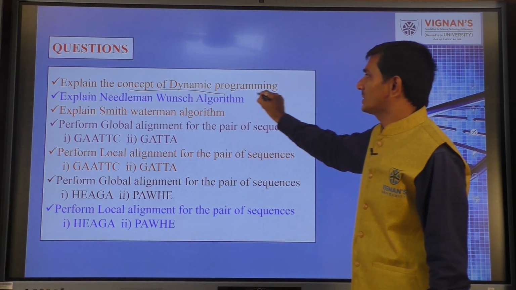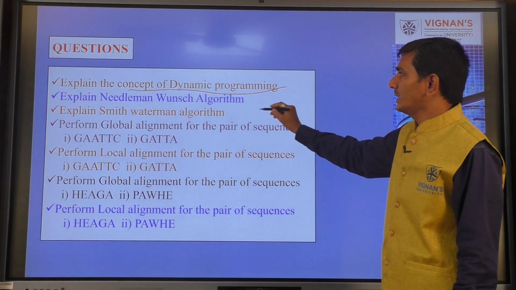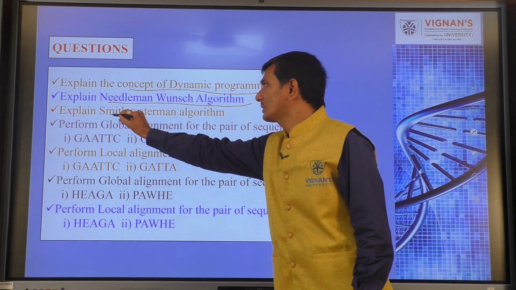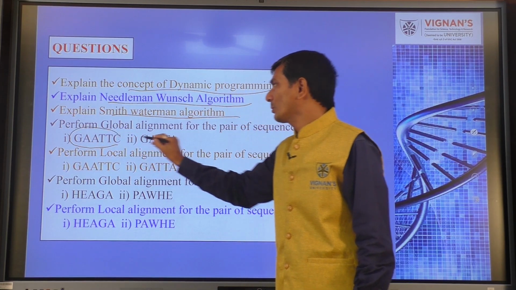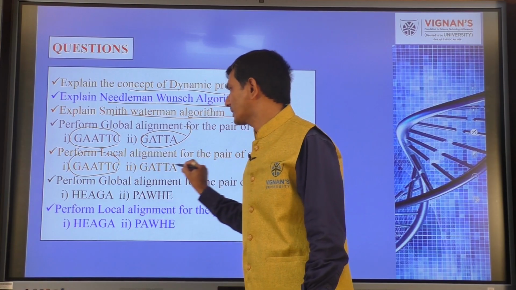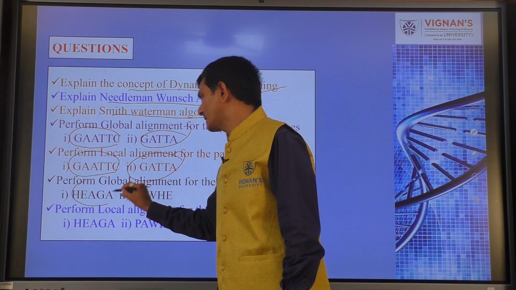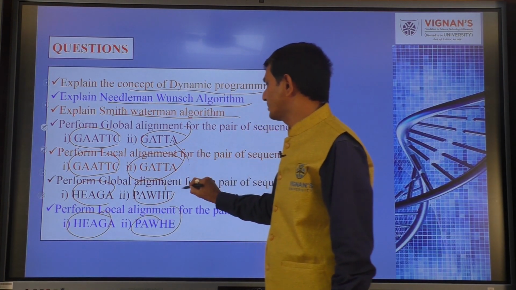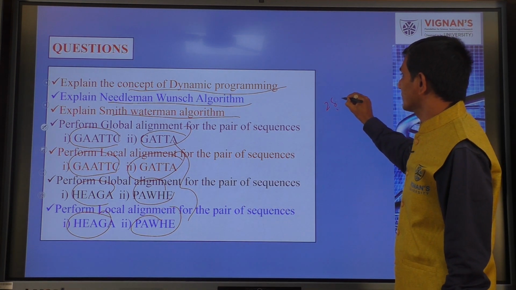The first question is about explaining the concept of dynamic programming, and the second is about the Needleman-Wunsch algorithm. The third one is about the Smith-Waterman algorithm, and then performing global alignment for these 2 strings, similarly performing local alignment for the 2 strings, and then performing global alignment for these 2 strings, similarly local alignment for these 2 strings.